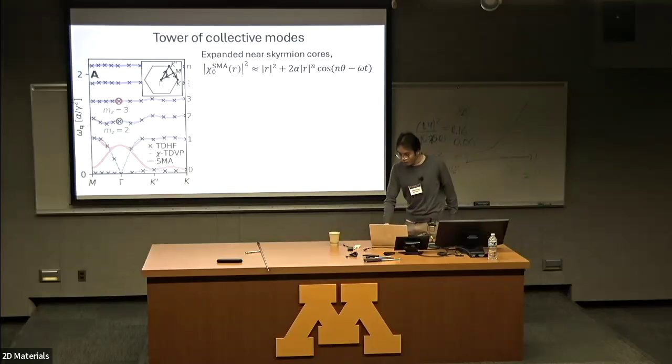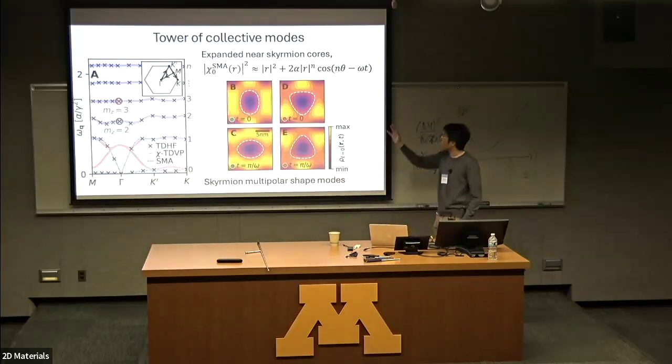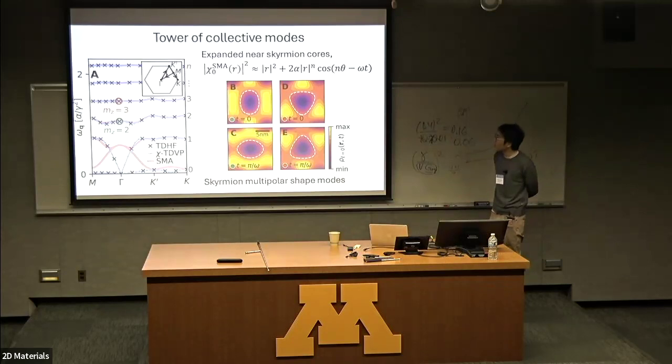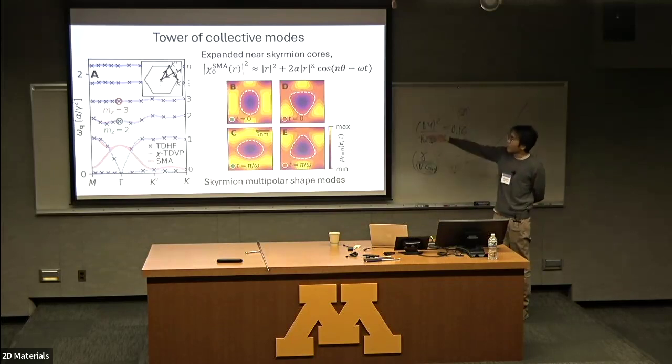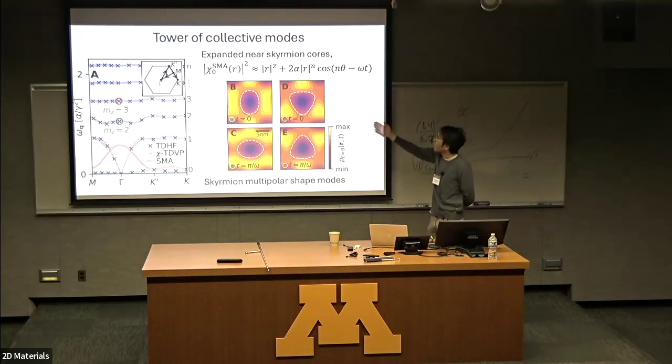These are plots of the top layer charge density. These are the Skyrmion multipolar shape modes that we saw in real pentalayer. But here in the ideal limit, you have infinitely many of them, n goes off to infinity. In reality, only the n equals 2 and 3 ones survive.